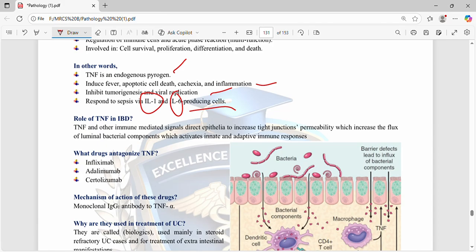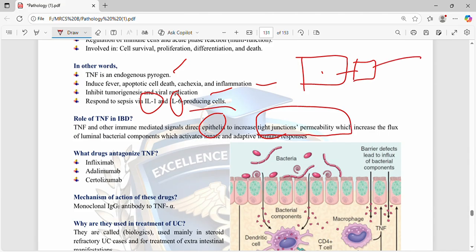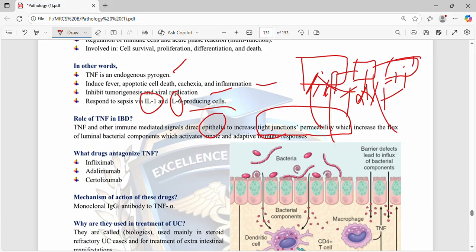Role of TNF in inflammatory bowel disease. TNF and other immune mediated signals direct epithelia to increase tight junction permeability. So, let's suppose these are the cells of the wall of the gut, and we have the TNF. TNF orders it to increase this permeability. So bacterial contents and other inflammatory contents go inside the wall, like here.